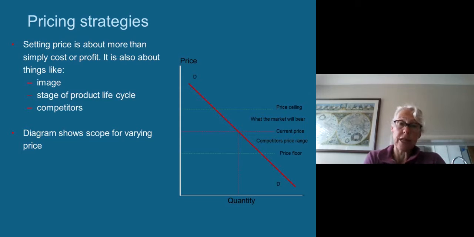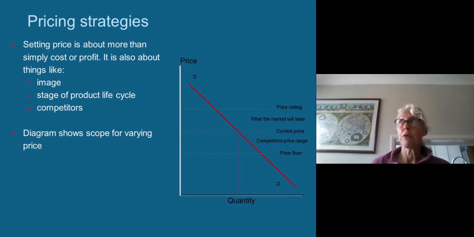As you can see on the left-hand side there, I said that setting price is about more than simply cost or profit. It can be things about image. For instance, with a price floor, you might not want to sell tickets for an event so cheaply that people think, well, why is this cheap? Is this worth going to? And there are all sorts of things in terms of stage of product life cycle, where you might be able to charge more at a certain stage, maybe at the start where you're offering something new. And also you've got to reflect the prices of competitors.